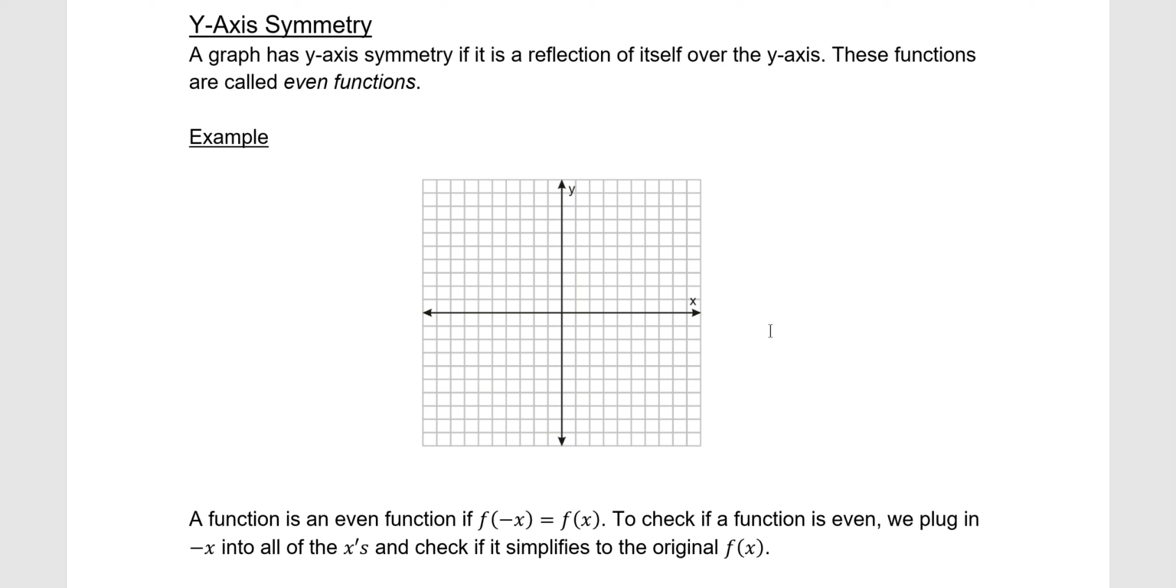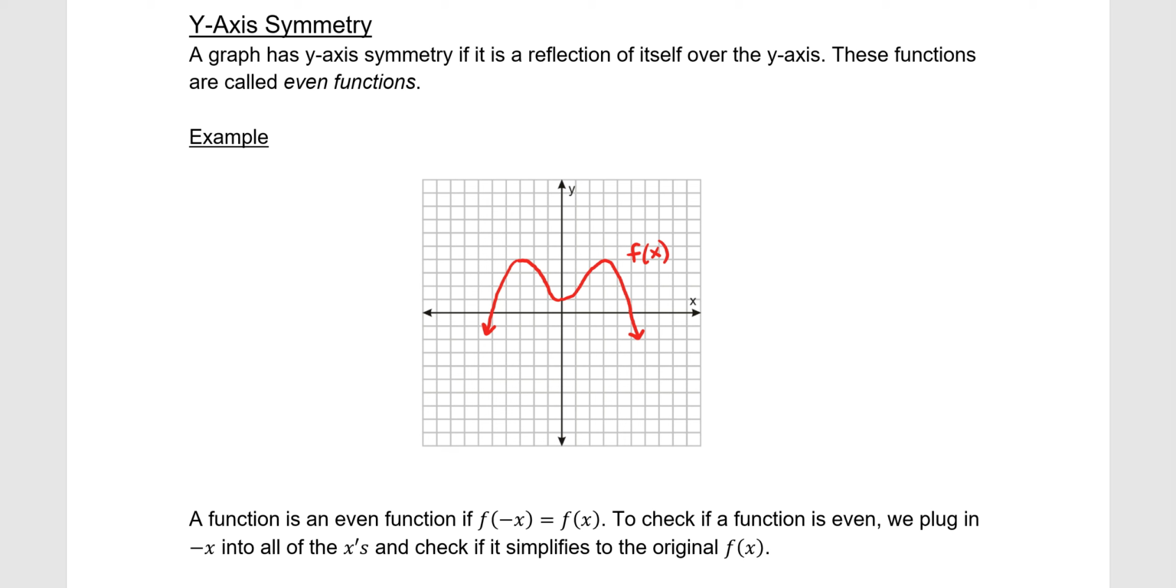We say that a graph has y-axis symmetry if it's a reflection of itself over the y-axis. And these functions that have this symmetry are called even functions. So for example, let's say we have a graph that looks something like this, and we'll call this f of x. It looks like this has y-axis symmetry, meaning if we took one side of the y-axis and reflected it over to the other side, it would lie right on top of itself.